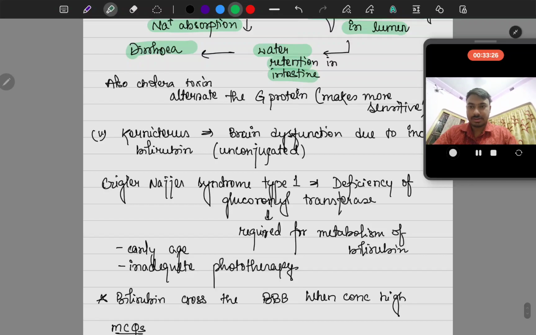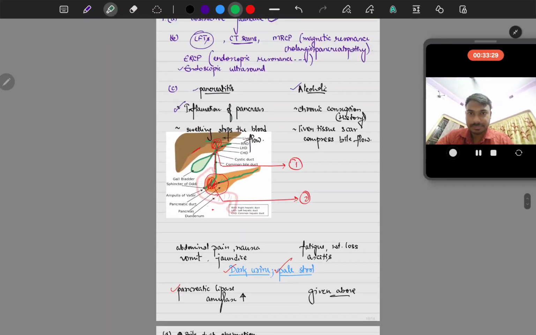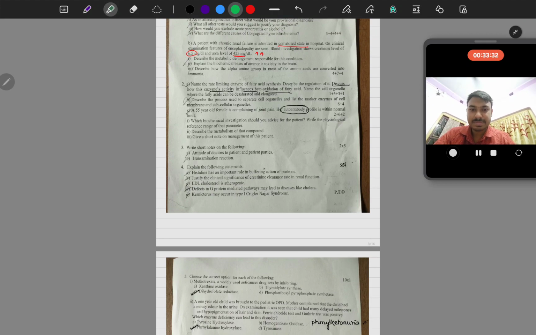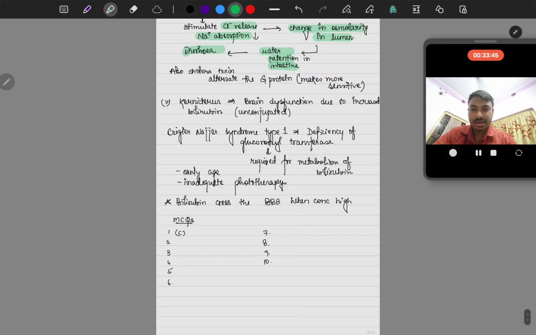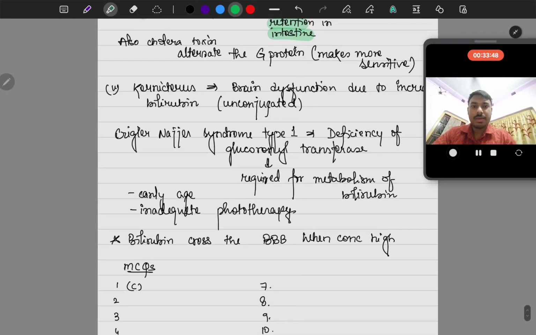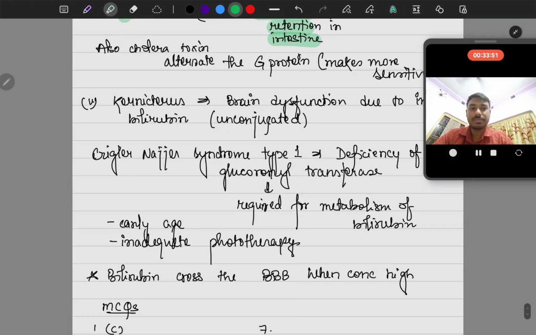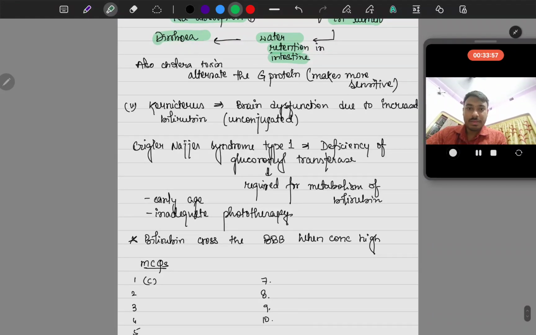Now the next question is: kernicterus may occur in type 1 Crigler-Najjar syndrome. Crigler-Najjar syndrome is an enzymatic defect disease, so it occurs mainly in small children. Now what is kernicterus? Kernicterus means brain dysfunction due to increased bilirubin in the brain tissue. The bilirubin is generally unconjugated in nature.